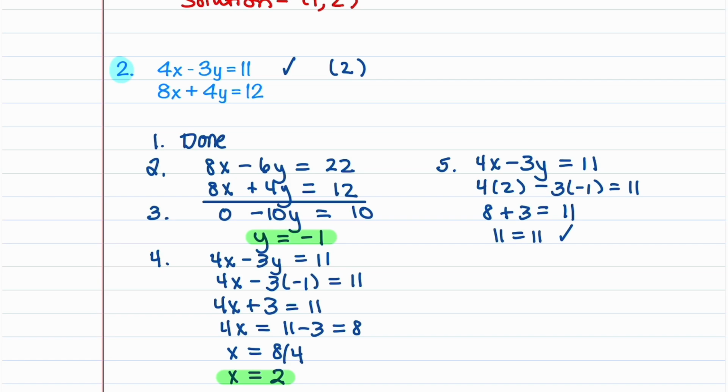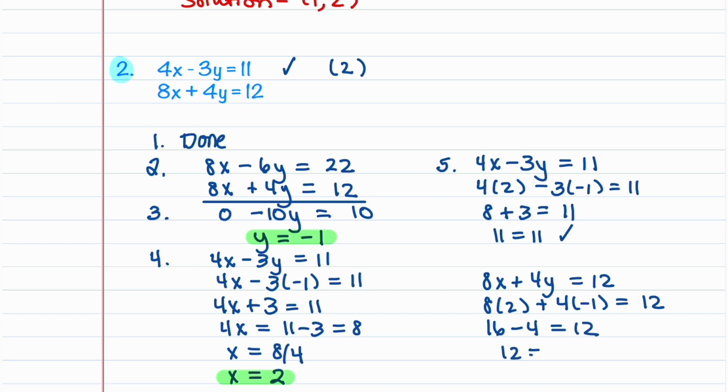Now let's do the same thing for our second equation. That equation was 8x plus 4y is equal to 12. X is equal to 2, so we have 8 times 2 plus 4 times y, which is negative 1, is equal to 12. This is 16 minus 4 is equal to 12. So this is 12 is equal to 12. And that's great. That means our solution is correct. So I'm going to write up here that our solution is equal to (2, -1).